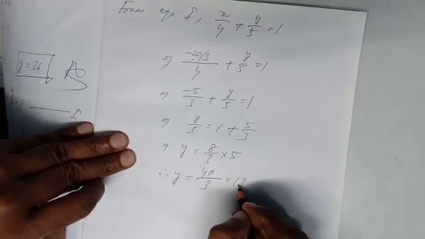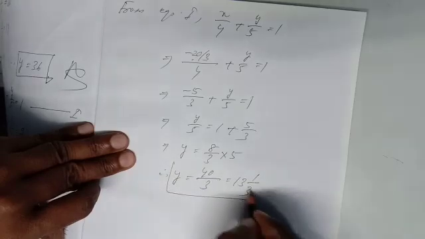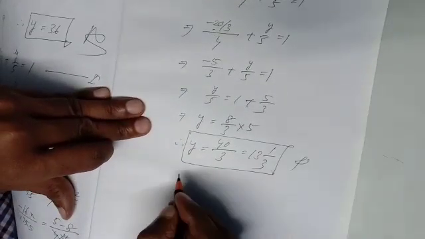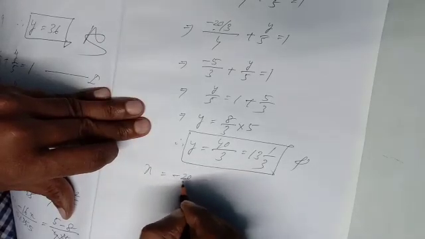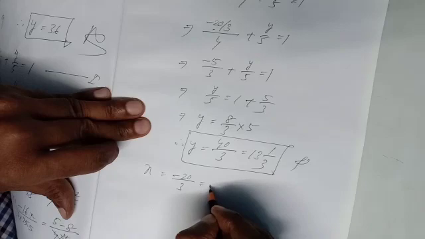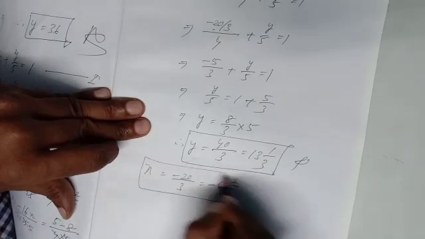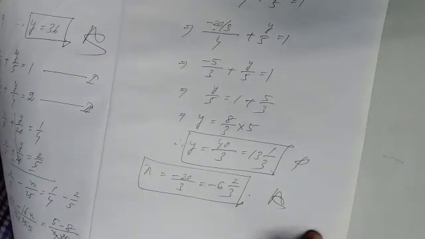This will be 13, 13 threes are 39, so 13 1 by 3. The value of y you got is 13 1 by 3, and x you got is minus 20 by 3, which is nothing but minus 6 2 by 3, making a mixed fraction. The answer of number 18 is completed. Let us go to the next number.